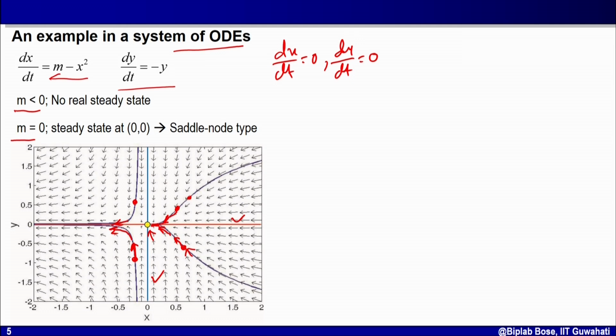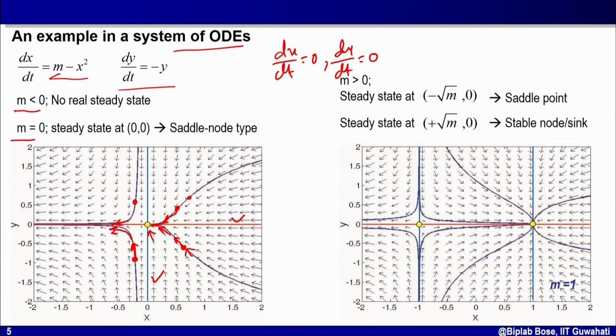Now let us take the third case, when m is greater than 0. I have two solutions for steady states. I have two steady states. One is minus square root of m and 0, and the other one is plus square root of m and 0. I have drawn the phase portrait for this situation where m is greater than 0, and I have taken value m equal to 1 for this system.